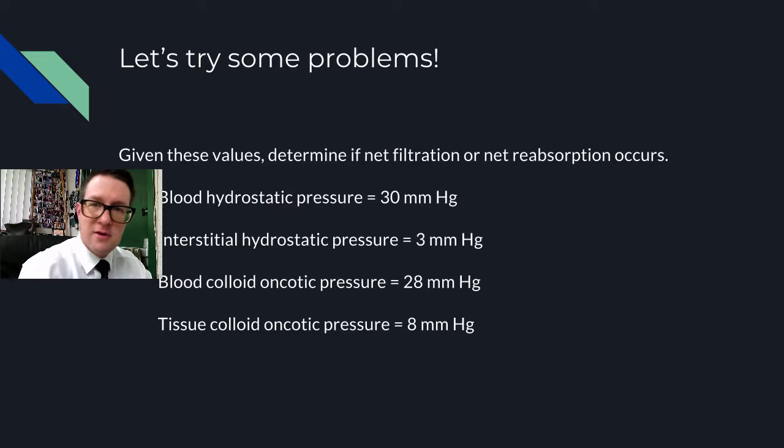38 and 8 are 38 millimeters of mercury saying let's go out. 28 and 3, 31 millimeters of mercury, is going to say let's go back in. Let's take it back or reabsorb it. The question then becomes, what's a greater number, 38 or 31? Hopefully you know 38 is the bigger number, which means filtration or net filtration is occurring.